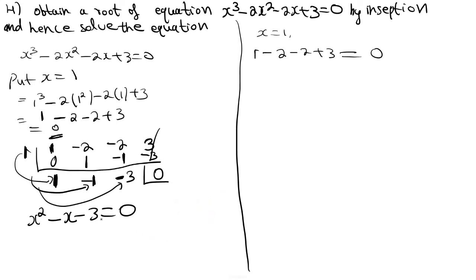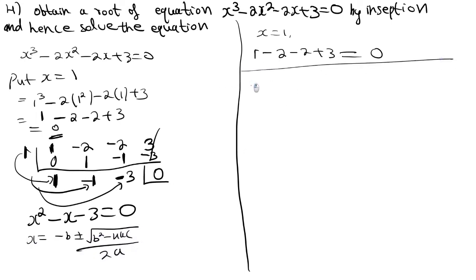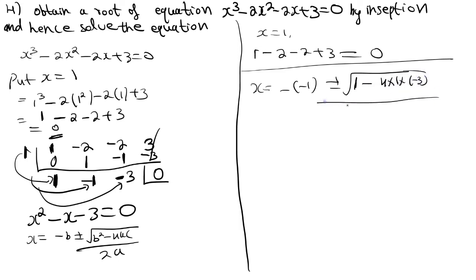If it is not possible to solve by factorization method, then use the formula method. x equals minus b plus or minus square root of b square minus 4ac, divided by 2a. So here, x is equal to minus of b value, which is minus 1, plus or minus square root of b square, minus 1 square is 1, minus 4 into a value is 1, c value is minus 3, 4ac, divided by 2a, 2 into a value is 1.